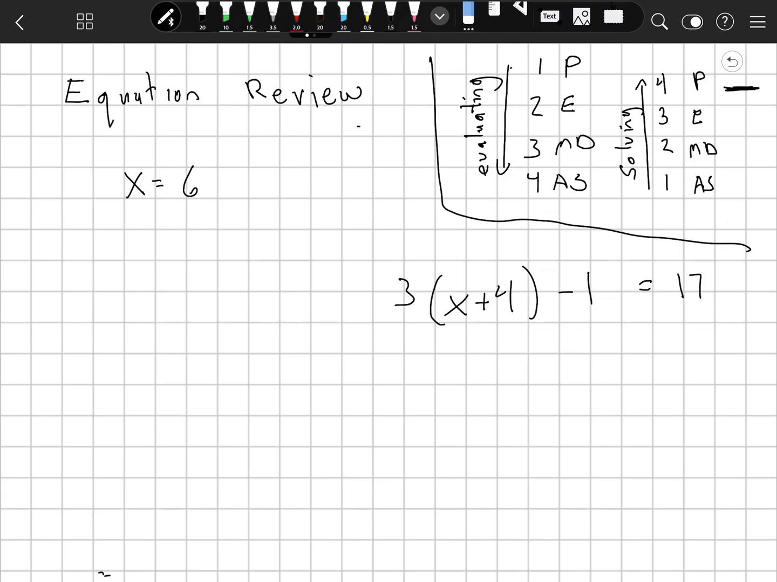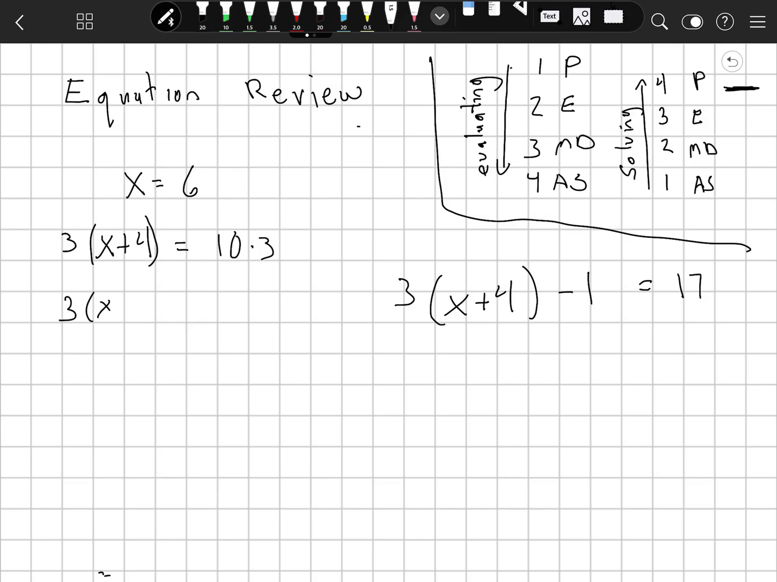Let's take a look at this very basic equation, x equals 6, and I want to do some things to that equation. What if we added 4 to both sides? We'd have x plus 4 now equals 10. And then maybe after that we multiplied both sides by 3. So we've got 3x plus 4 equals 10 times 3.